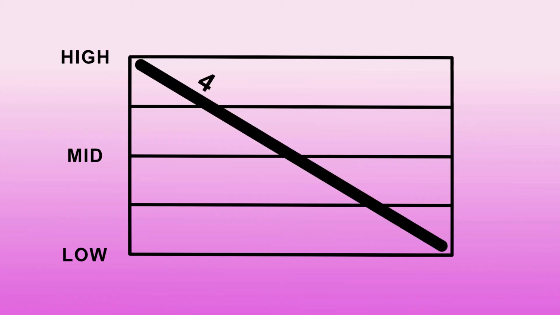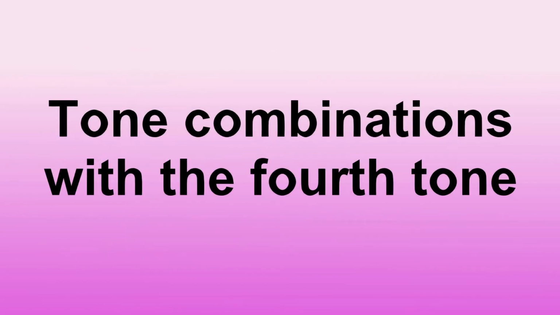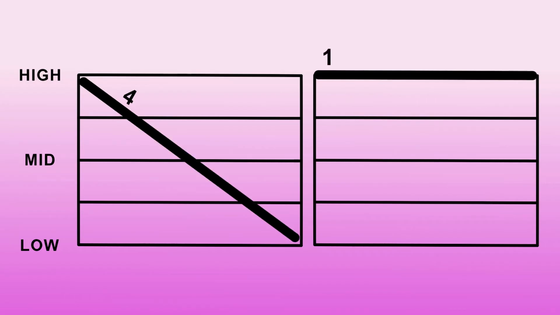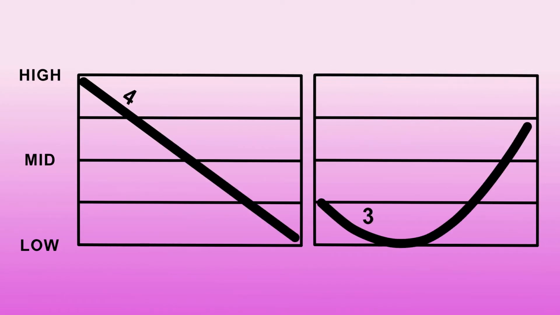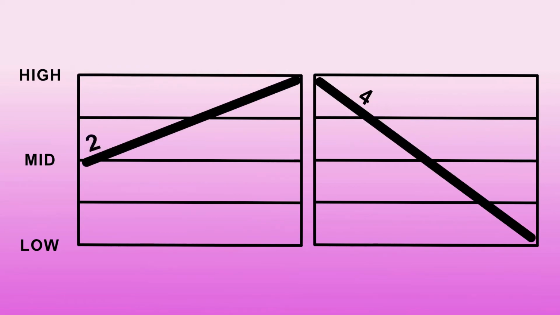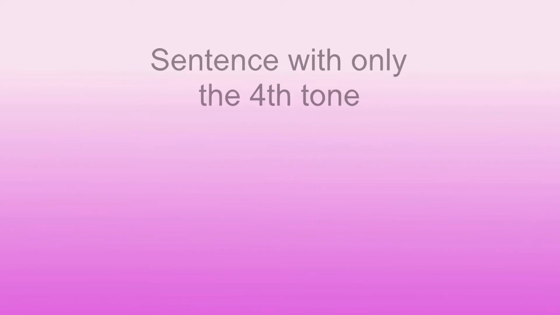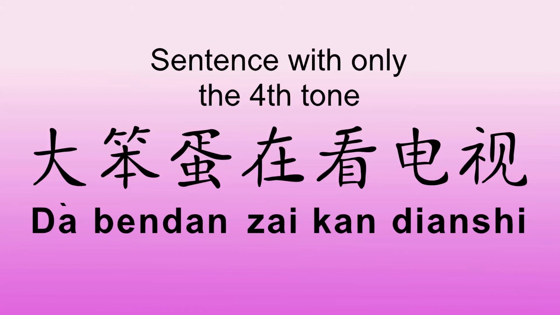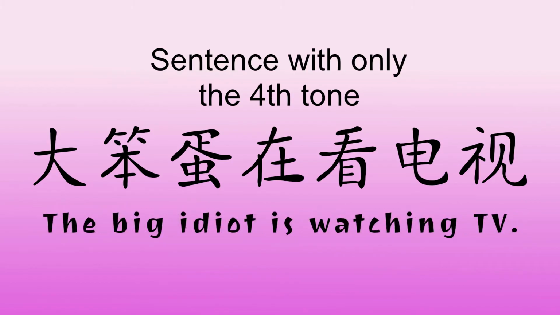要 是 认 在 对. Here are some tone combinations with the fourth tone in them. 世界 必须 大学 地理 知道 矛盾 努力. And here's a sentence using only fourth tone. 大笨蛋在看电视. It means the big idiot is watching TV.